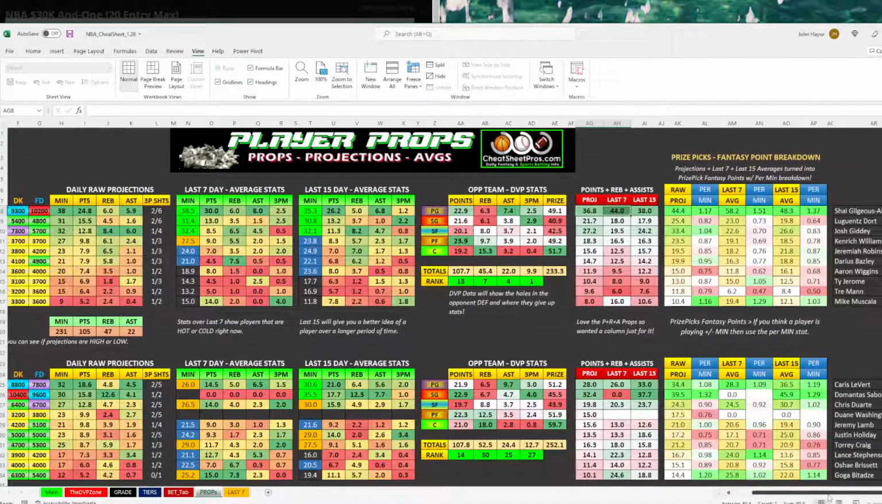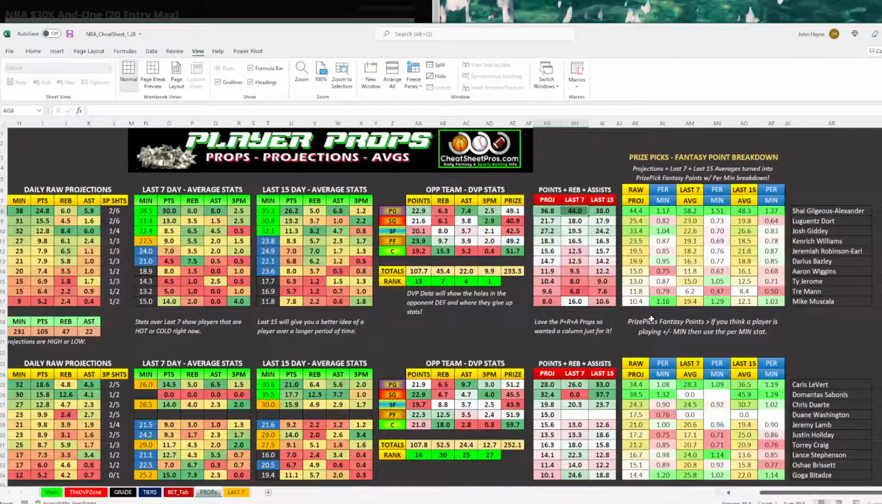And if you're specifically on Price Picks and you like doing the Price Pick fantasy points, then I have this little tab in here. So a lot of sites, when they project fantasy points, they calculate a player's fantasy points per minute times projected minutes. That's a very generic, basic way to score.